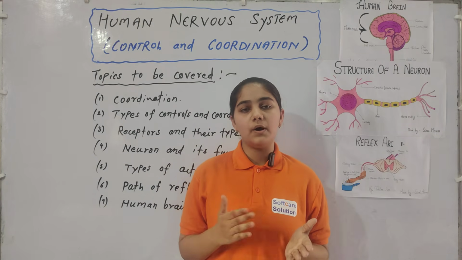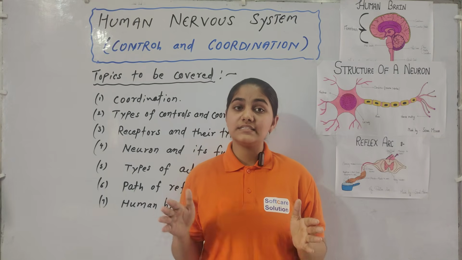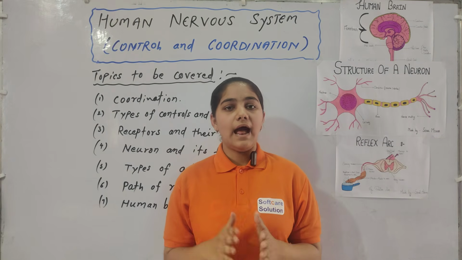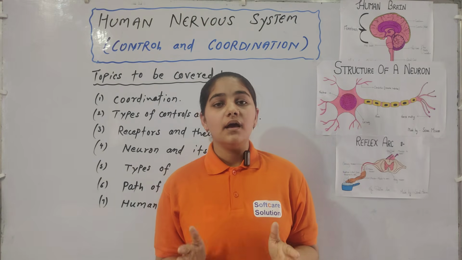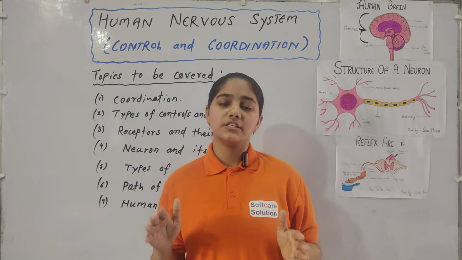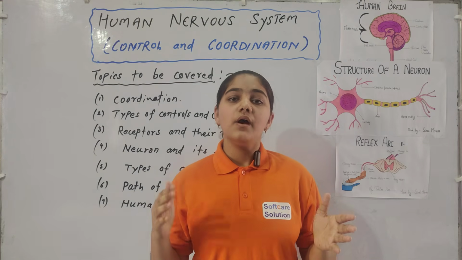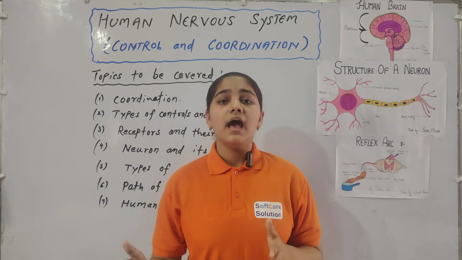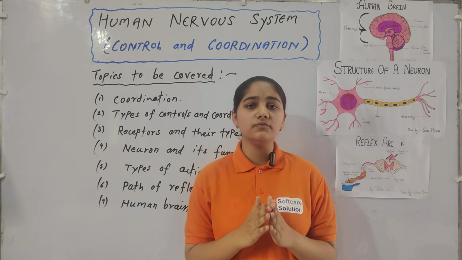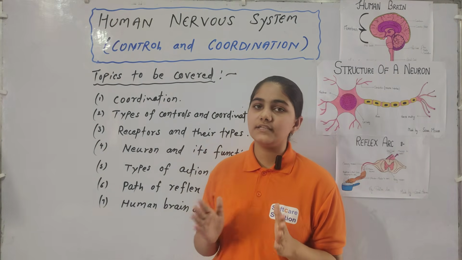Then we will know about response. Response is the reaction to a stimulus after detecting it. And then we have effectors. Effectors are the parts of the body which respond to an impulse by converting it into action. Suppose we touch a very hot object, then we withdraw our hand because we know that it can harm our hand. Then our next topic is neuron.